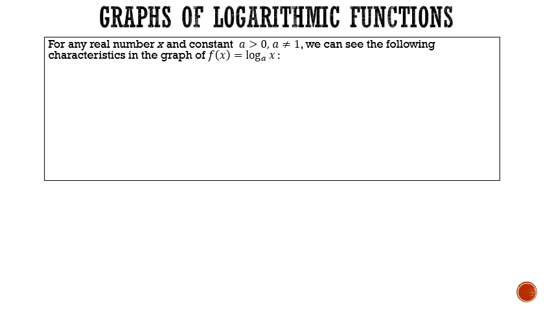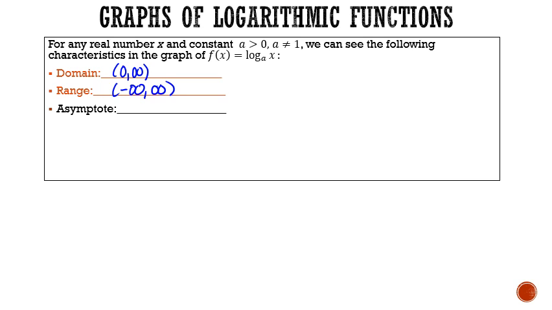So now let's generalize this. For any real number x and constant a larger than 0, a cannot equal 1, we can see the following characteristics in the graph of f of x equals log base a of x. The domain. So remember that with an exponential function, we found that the domain was all real numbers and the range was from 0 to infinity. The logarithmic function is the inverse of an exponential function. So that means that the range of the exponential function, which was all values greater than 0, becomes the domain of the logarithmic function. And similarly, the domain of the exponential function, which was all real numbers, becomes the range of the logarithmic function.